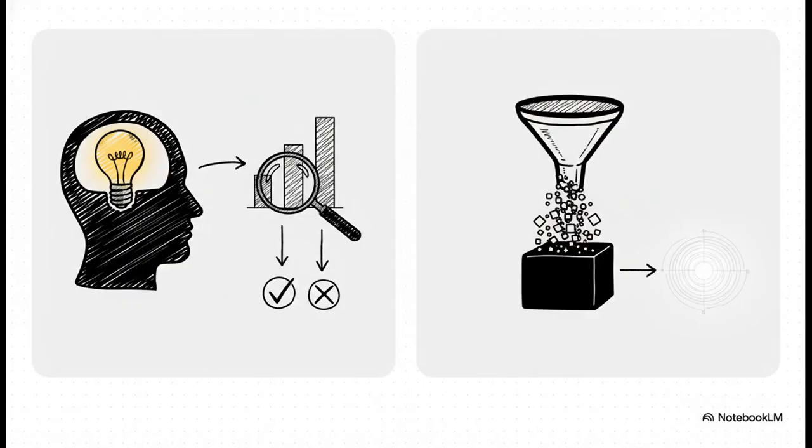Now, quants usually take one of 2 main paths to find this alpha. The most common one is called theory-driven. This is where you start with an idea, an economic theory, like, hey, cheap stocks tend to do better over time. And then you use a ton of data to see if it's true. The other path is data-driven. That's where you just feed a supercomputer mountains of data and tell it to find patterns for you, even if you have no idea why those patterns exist.